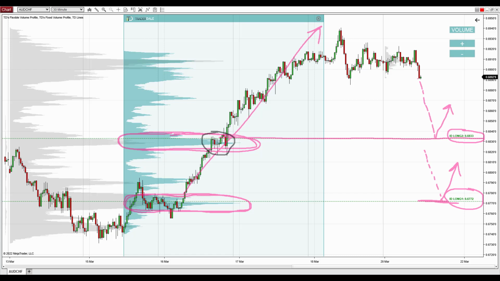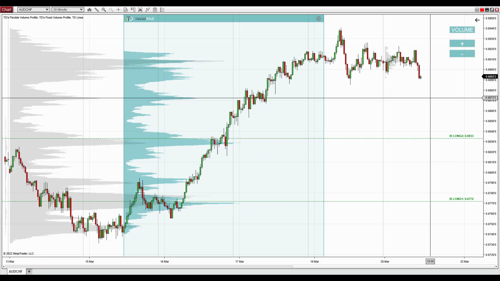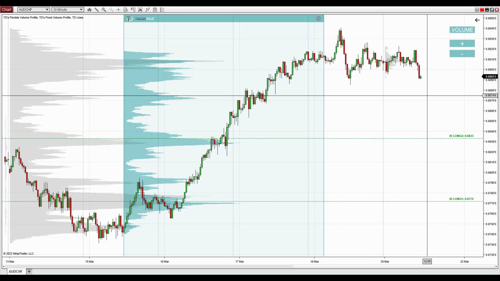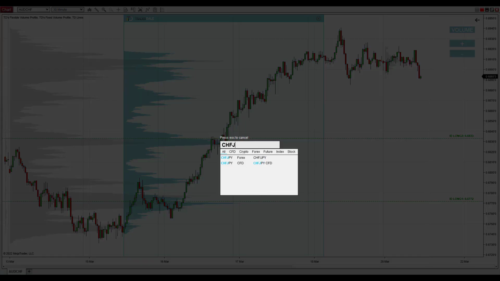So the ideal scenario would be wait for a pullback until the price hits the first support, then trade the reaction, and then wait again for another pullback, in this case to the lower level, to the second support, and take another long from there. Alright, so that's the Australian dollar Swiss franc. Let's now check out another pair. Let's now check the Swiss franc Japanese yen.